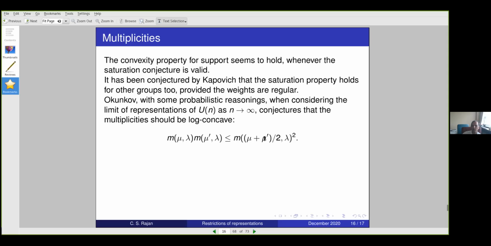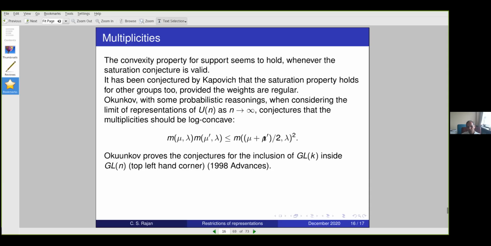On the question of multiplicities, Okounkov made some conjectures, with probabilistic reasoning looking at the unitary group U(n) as n goes to infinity. He conjectured that the multiplicity should be log concave, meaning that the multiplicity of mu in lambda times that of mu dash in lambda should be less than or equal to the square of this multiplicity. So if you look at the logs, it satisfies a convexity property, right? Of course, Okounkov proves his conjectures for the inclusion of GL_k inside GL_n, the top left-hand corner, so inductively for any k.